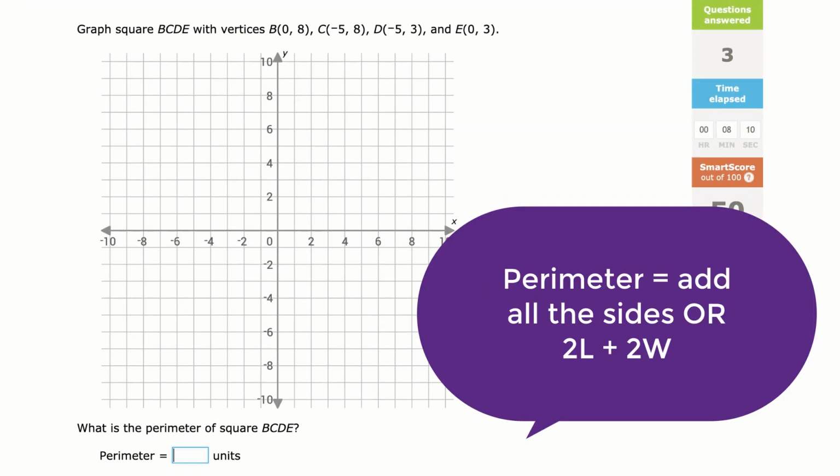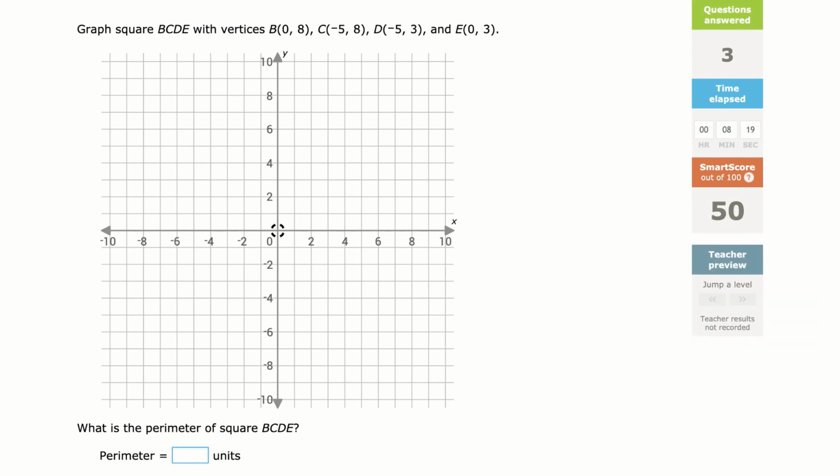They're asking you to graph the square. First coordinate B, 0, 8. Starting at the origin, I neither go left nor right, staying on 0, but I do go up 8. Back to the origin, C is -5, 8. So to the left 5, up 8. For D, negative 5, 3, start at the origin, to the left 5, up 3. And then E is 0, 3, so start at the origin, and I just go up 3.